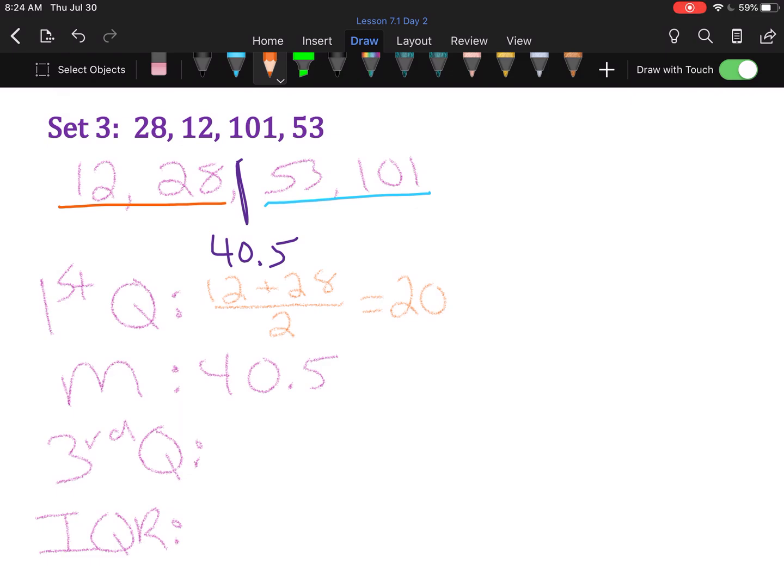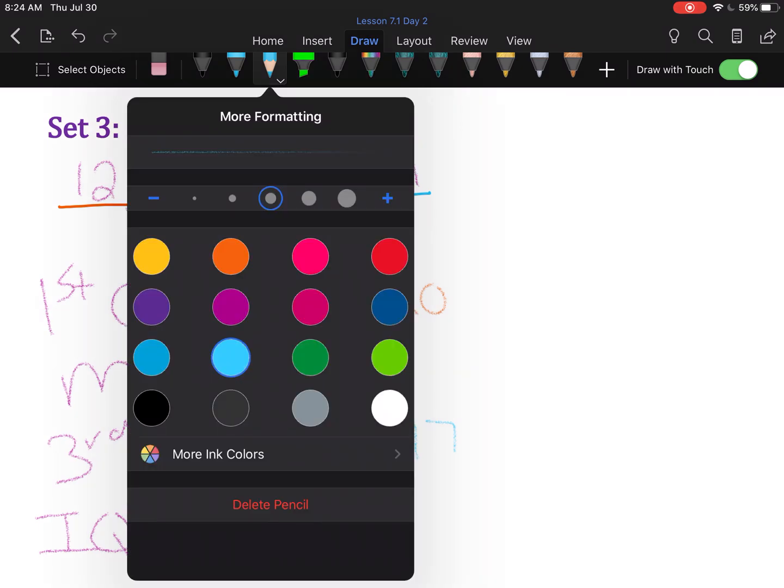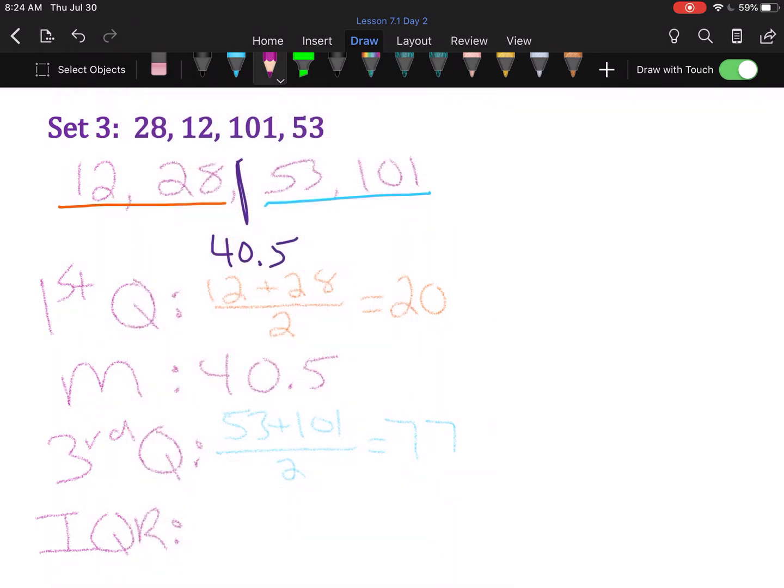For the third quartile, we have to say, okay, what's between 53 and 101? Well, I don't know what's exactly in the middle of 53 and 101, but I can find it out. 53 plus 101 is 154. Take that and divide by 2, and we get 77. So the third quartile is 77. Interquartile range is third quartile minus first quartile. And here that is 57.